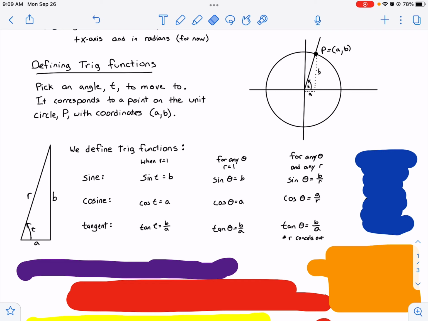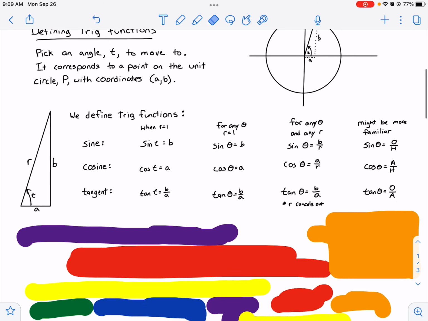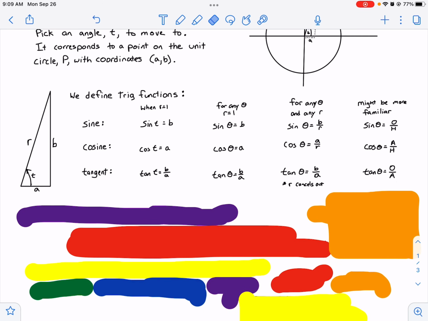Most students are used to seeing this in terms of the opposite side, because b is opposite the angle, and the adjacent side, because a is right next to it, adjacent is next to, and then the hypotenuse, because that radius is the longest side of the triangle. They've also memorized SOHCAHTOA, with those letters there, and that might be what you actually remember, and that's okay. That is a good mnemonic device to help you remember which ones are which for the formulas.